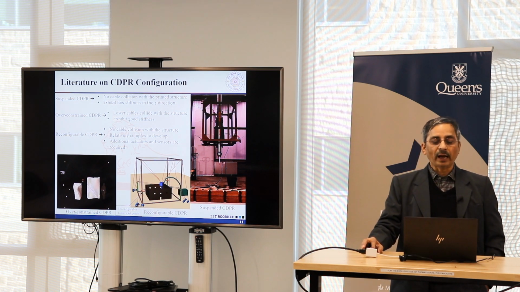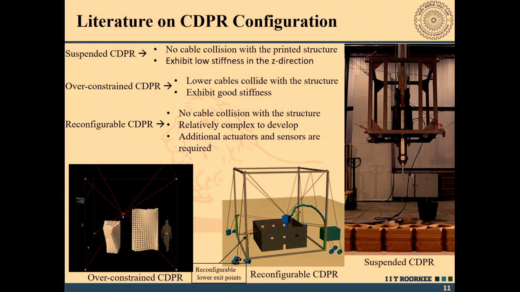A solution to this problem could be a reconfigurable cable driven parallel robot, where we can move the lower anchor points when they start obstructing the already made structure. But it requires additional actuators and sensors.